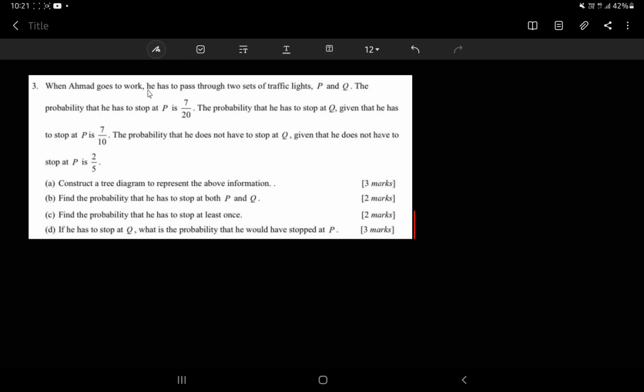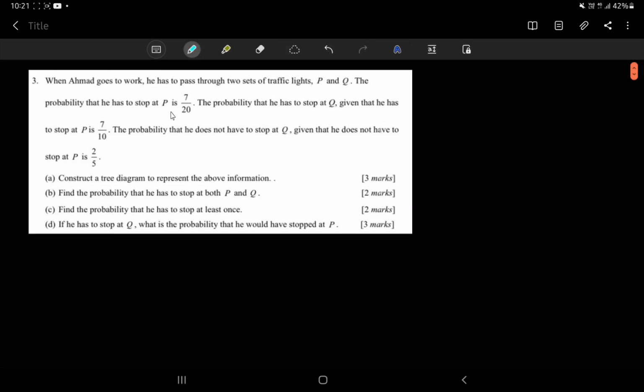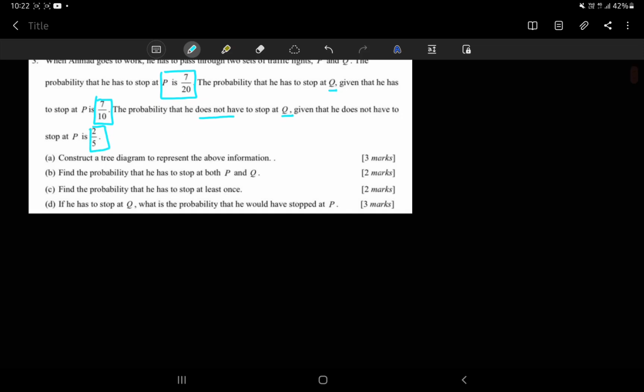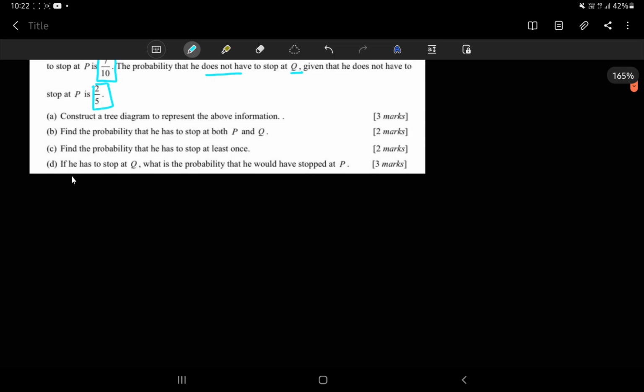When Ahmad goes to work, he has to pass through two sets of traffic lights, P and Q. The probability that he has to stop at P is this, and the probability that he has to stop at Q, given that he has to stop at P, is this. The probability that he does not stop at Q, given that he does not stop at P, is this value. So first we need to construct a tree diagram.